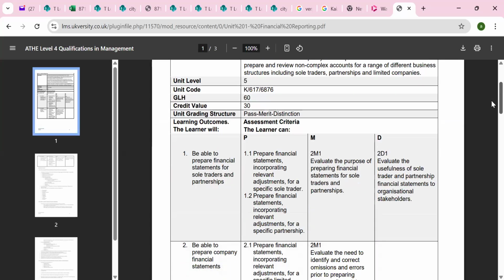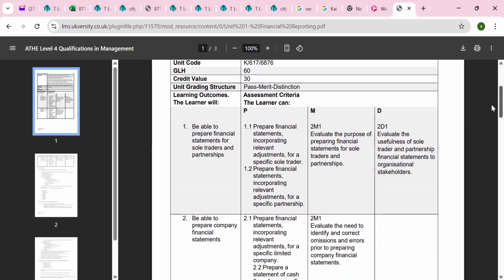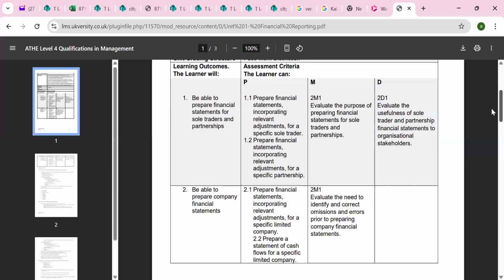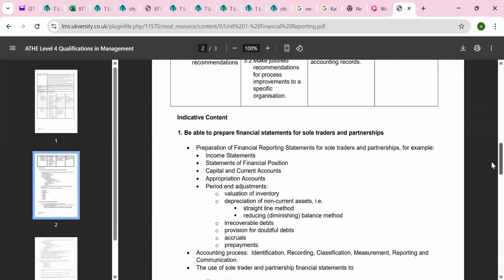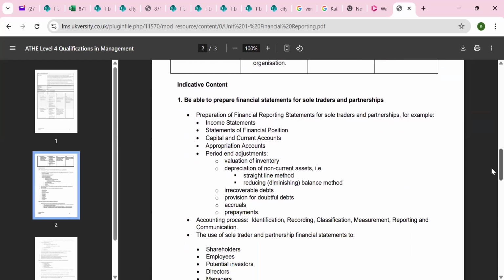Lesson one is to be able to prepare the financial statements of a sole trader and partnership. We have the assessment criteria: 1.1 prepare the financial statements, incorporating the relevant adjustments, and 1.2 look at the financial statements incorporating adjustments. Then we have the merit criteria: evaluate the purpose of preparing, and the usefulness of, the sole trader and partnership financial statements. If you're addressing this, you're meeting learning outcome one. Then lesson 2 is learning outcome 2, and lesson 3 is learning outcome 3, and these are all financial statements which we'll go through.